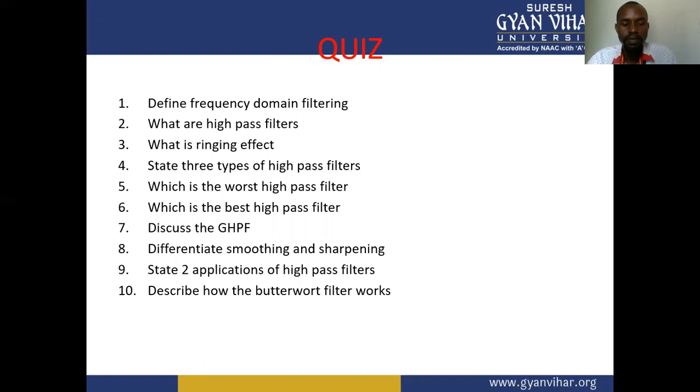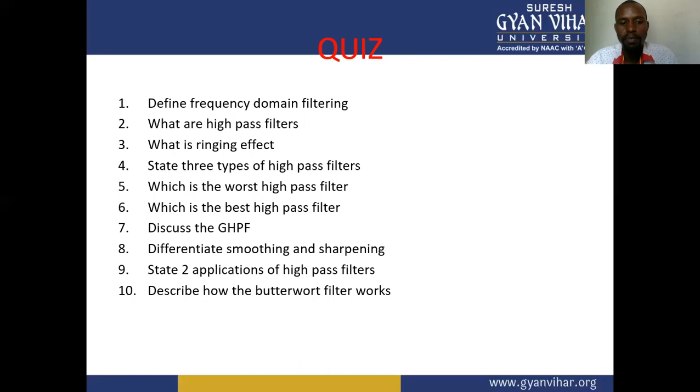Now discuss the Gaussian high-pass filter. The Gaussian high-pass filter has a lesser ringing effect, and as we increase the cutoff frequency, that is the D0 radius, the clarity of the filtration is increased. Differentiate between smoothing and sharpening. Smoothing basically occurs whenever we are performing spatial domain filtering, and sharpening occurs whenever we are performing frequency domain filtering. Name two applications of high-pass filters. The applications can be in fingerprint detection, or whenever we are doing any classification task.